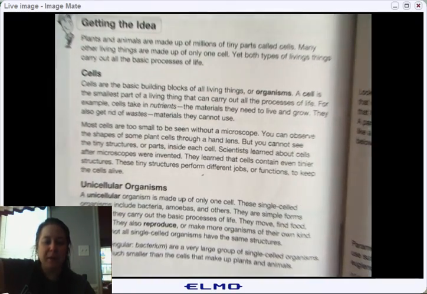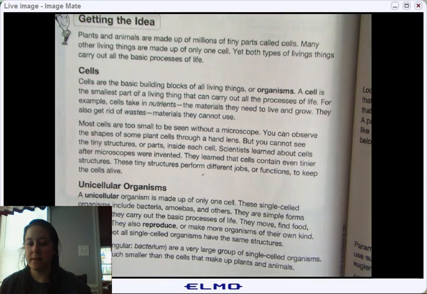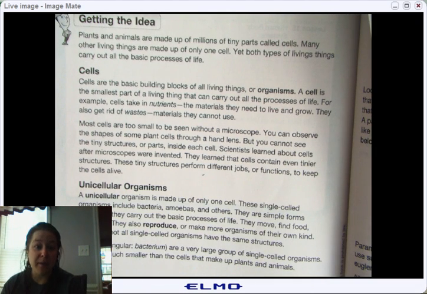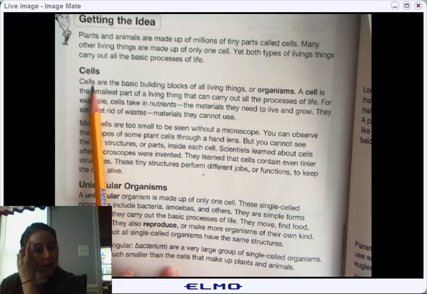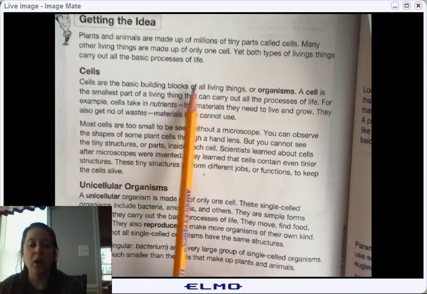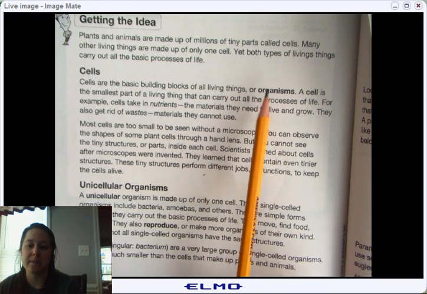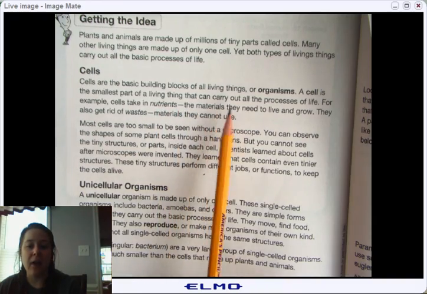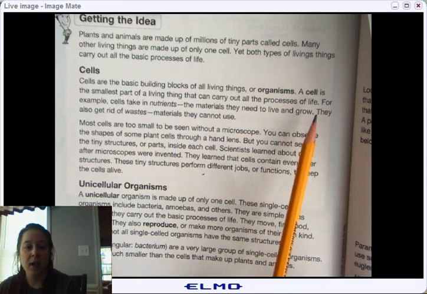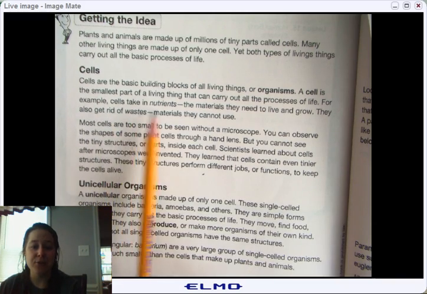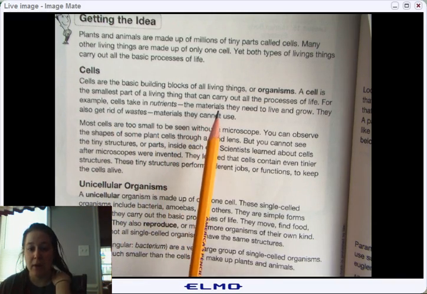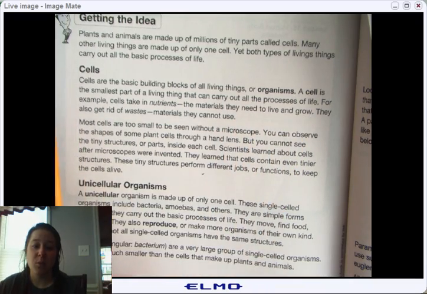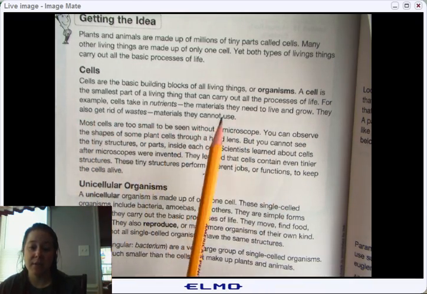Plants and animals are made up of millions of tiny parts called cells. Many other living things are also made up of one cell. Yet both types of living things carry out the basic process of life. Cells are the basic building blocks of all living things or organisms. A cell is the smallest part of a living thing that can carry out all of the processes of life. For example, cells take in nutrients, the materials they need to live and grow. They also get rid of waste, materials they cannot use.